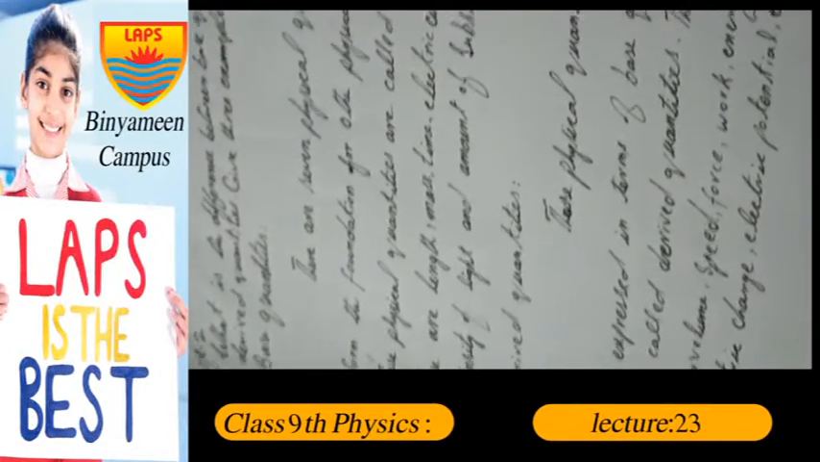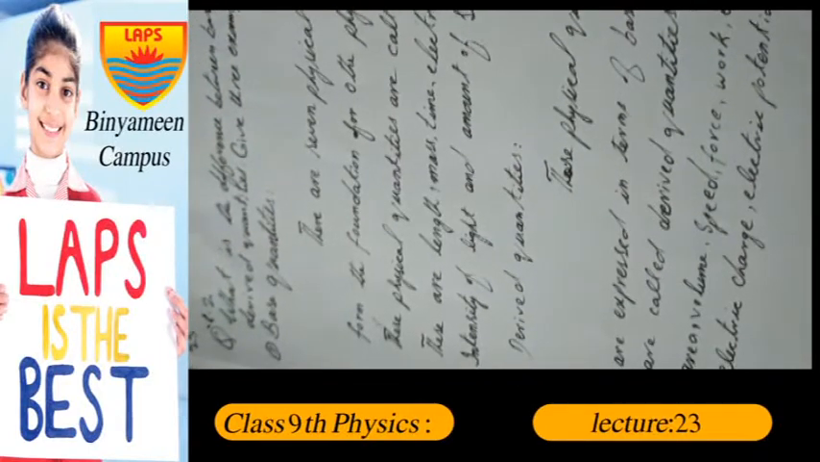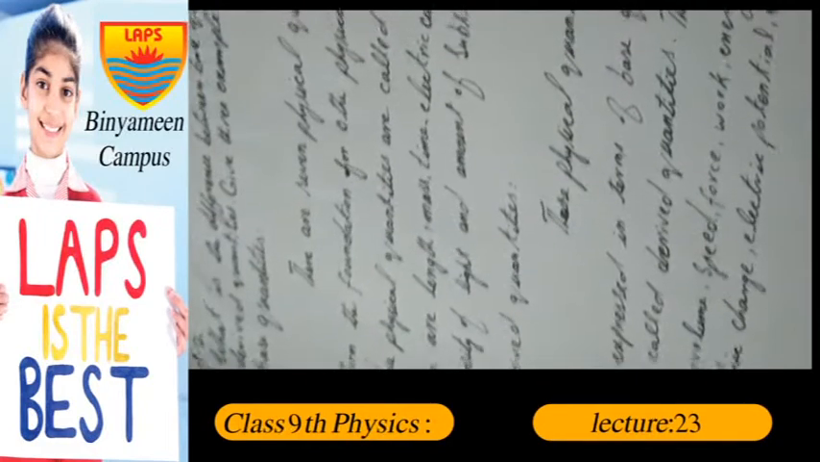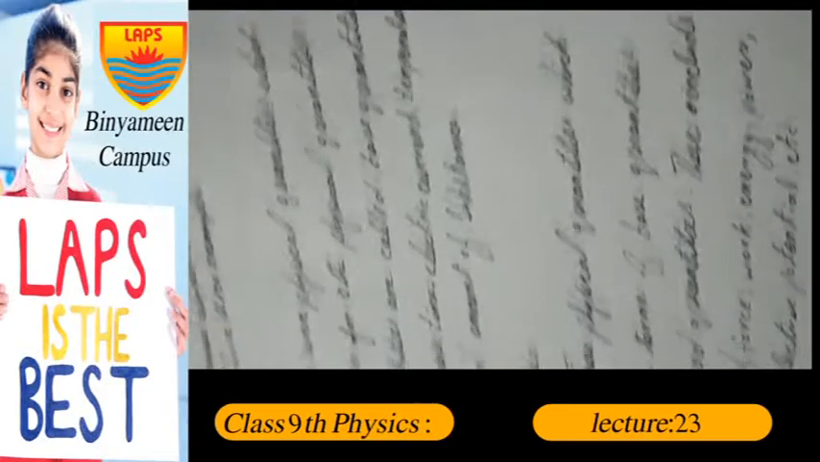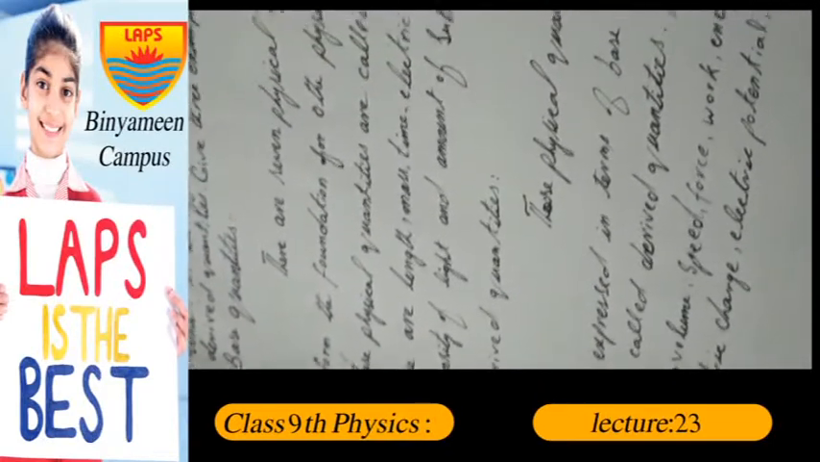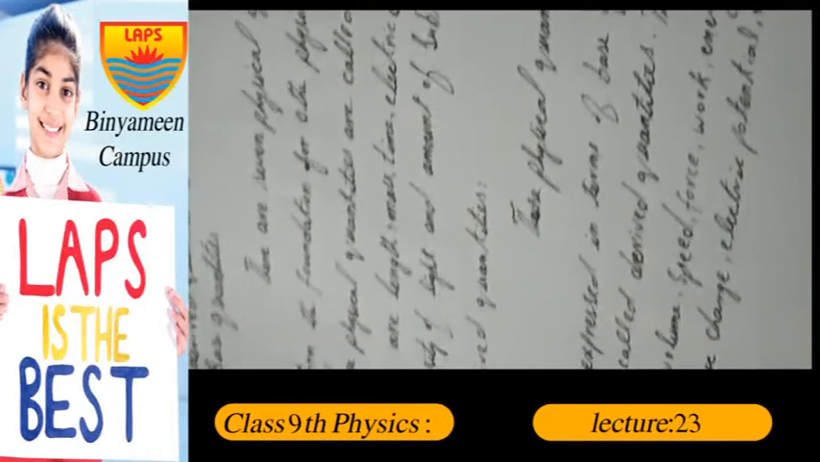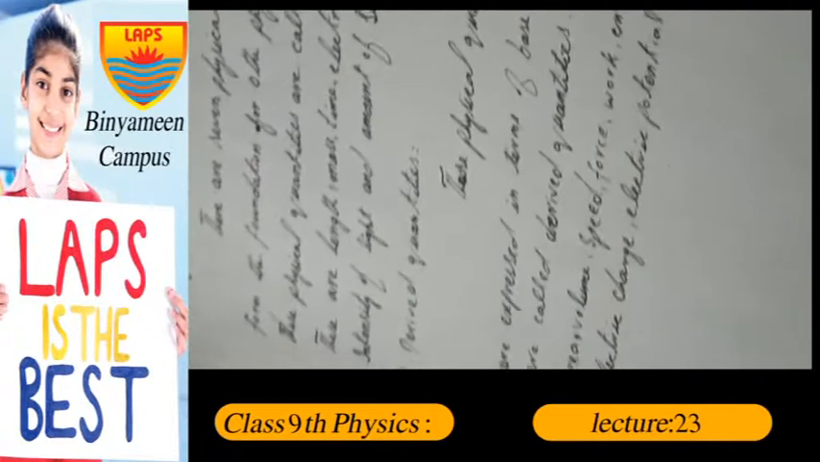These physical quantities are called base quantities. They are length, mass, time, electric current, temperature, intensity of light, and amount of substance. These are examples of base quantities.